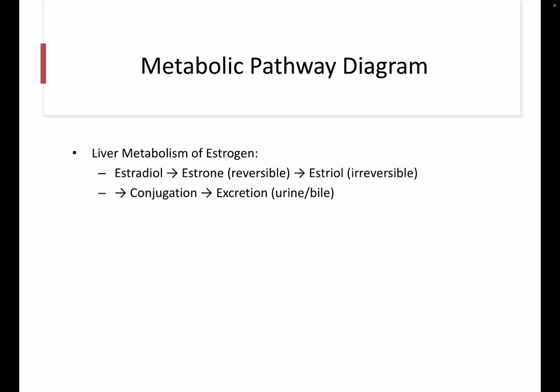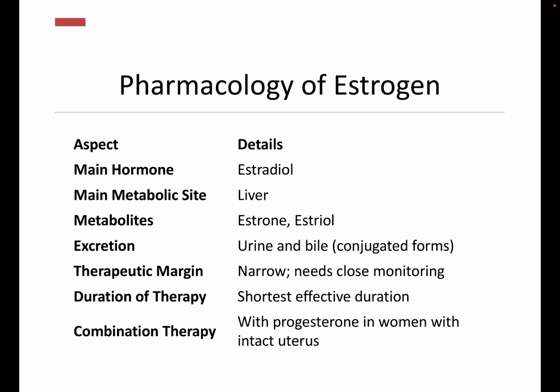So the metabolic pathway, as previously discussed, is that estradiol is transformed to estrone, which is reversible, to estriol. In this step, it is irreversible, and conjugation and excretion occur through urine or bile. The main hormone is estradiol, and the main metabolic site is liver. Metabolites include estrone as well as estriol. Excretion is in urine and bile form, and therapeutic margin is narrow and needs very close monitoring.